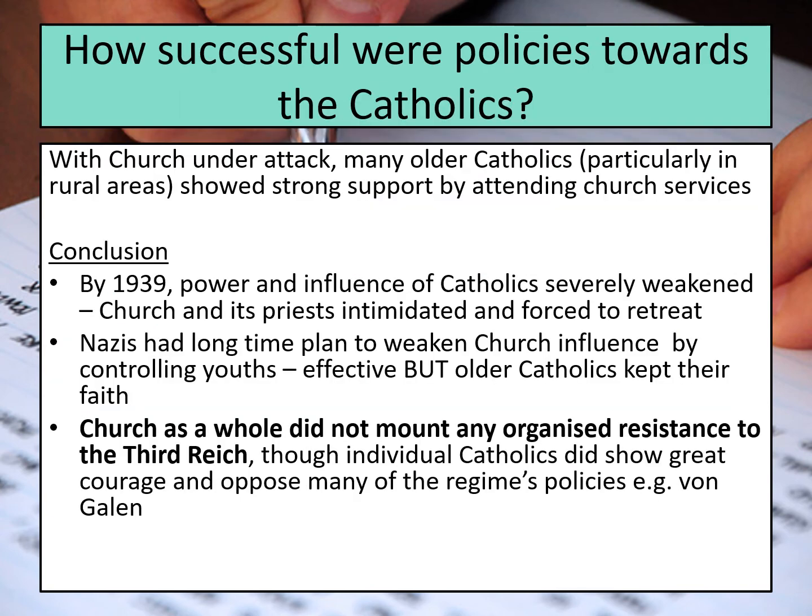So to summarise with the Catholics, we have to think about how successful Nazi policies towards them were. As we just mentioned, there were lots of older Catholics who continued to show their support for the church by continuing to attend the church services. However, there is no denying that by 1939, the power and influence of the Catholics had been severely weakened because the church and its priests were intimidated and forced to retreat. The Nazis had wanted to weaken church influence by controlling the youths, and that was generally quite effective, but the older Catholics generally kept their faith.